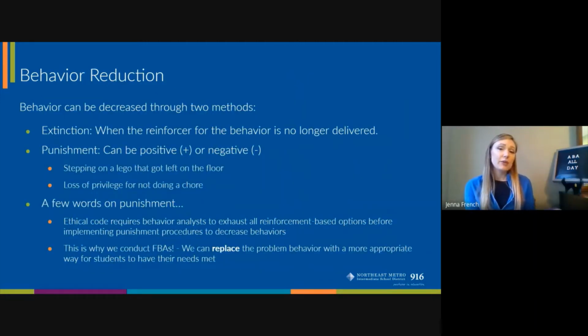So we talked about how reinforcement increases behavior. Now we're going to talk about the strategies that decrease behavior. Behavior can be decreased through two methods. The first one I'll talk about is extinction. That's when the reinforcer for the behavior is no longer delivered. So let's go back to the baby and the teddy bear example. If the baby starts crying and the mom stops giving him the teddy bear, that's extinction. And so we'll talk about the behavioral response when extinction is happening. But that's an example of just extinction in and of itself.